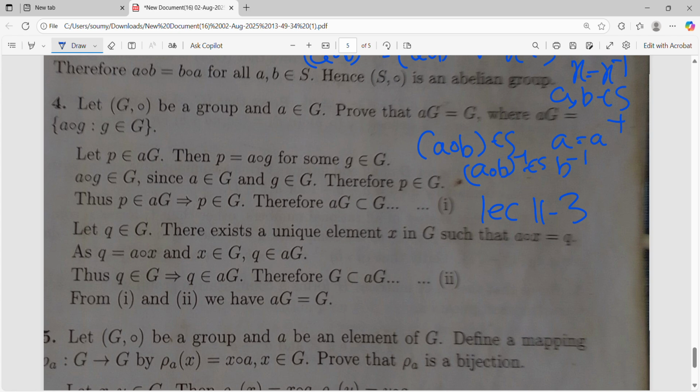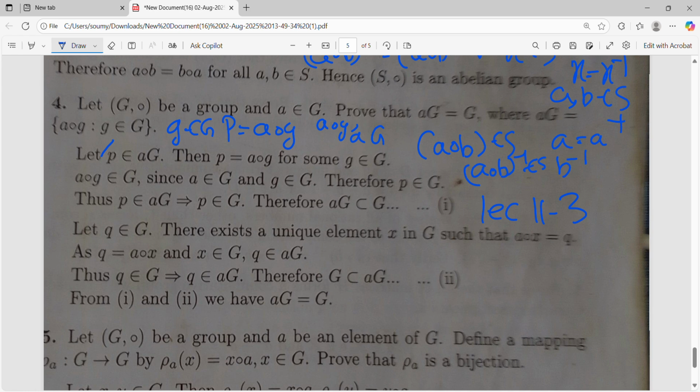aG equals G. So for doing that, we will first take an element from aG, say p, and show that this belongs to the set G. So aG will become a subset of G. Similarly, we will take an element of G and show that element also belongs to aG. So G will become a subset of aG, and the proof will be done. So we first take an element p, say p belongs to aG. So we can write p is equal to a compose g, because any element in the set aG is of the form a compose g, for some g belongs to G.